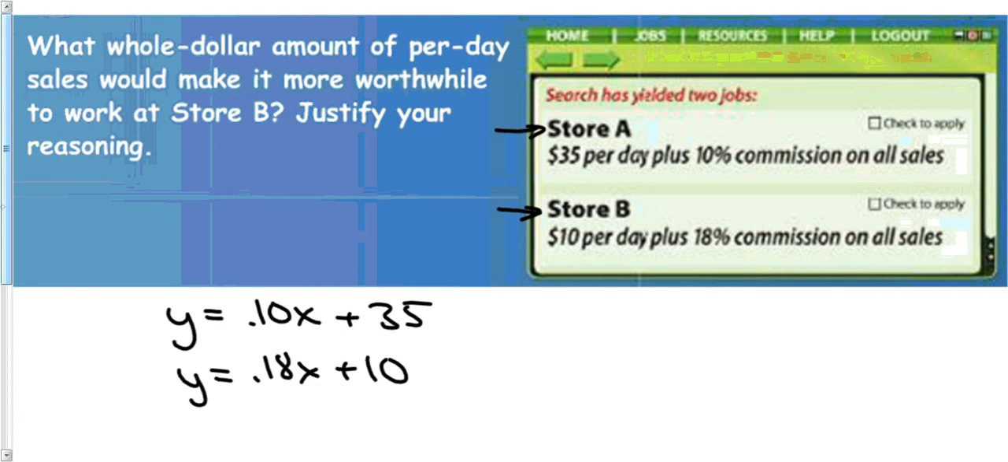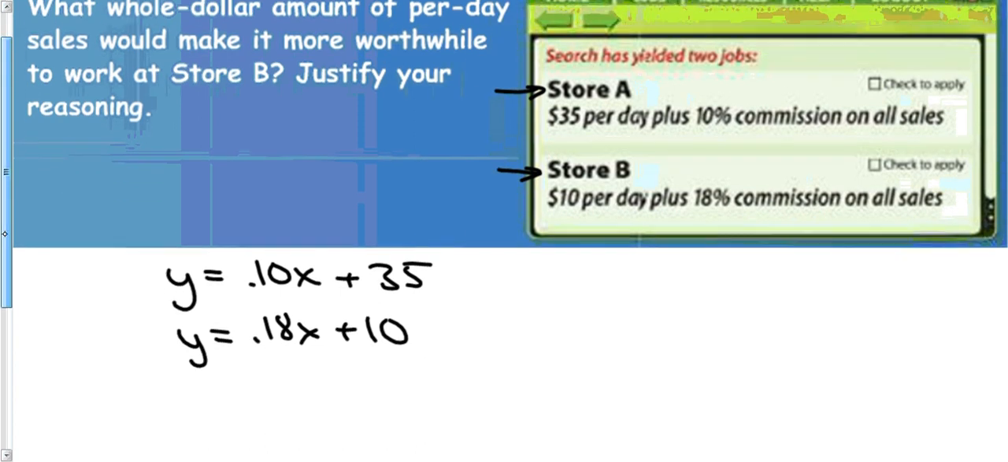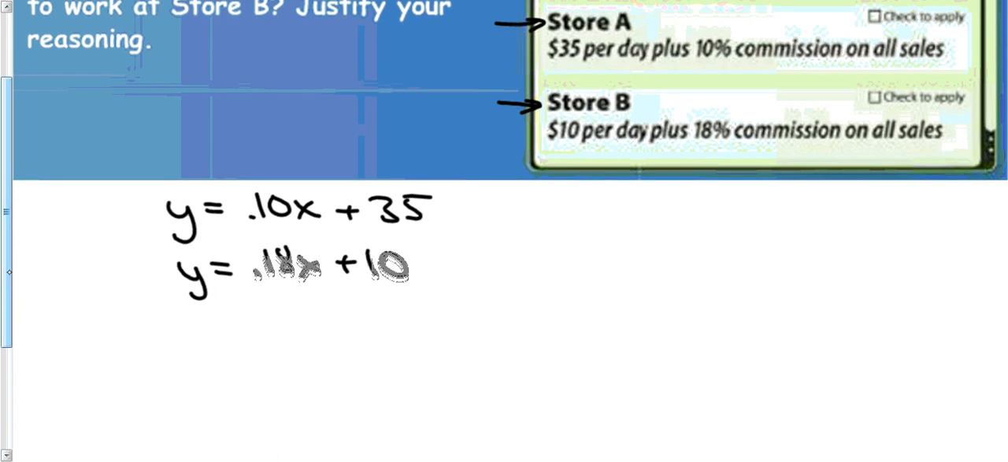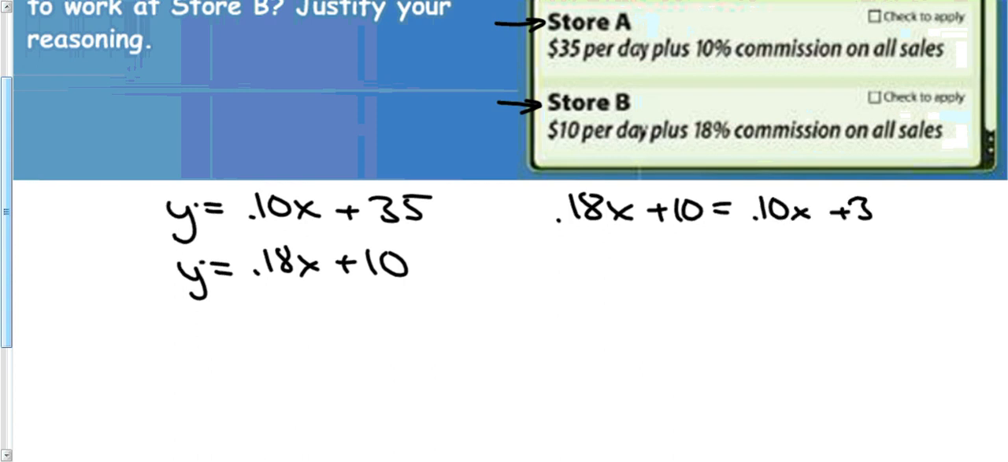What I want to do with this problem is, because both of these are equal to y, find when it's more worthwhile to work at store B, where you're getting paid less per day but a bigger commission. You have to find out what amount of sales is going to give you the most benefit from that bigger commission. Because both of these equations are equal to y, I can set them equal to each other. So I would get 0.18x plus 10 equal to 0.10x plus 35.